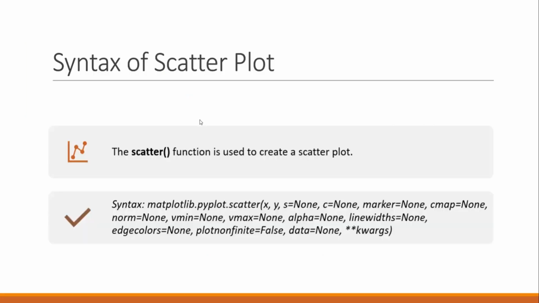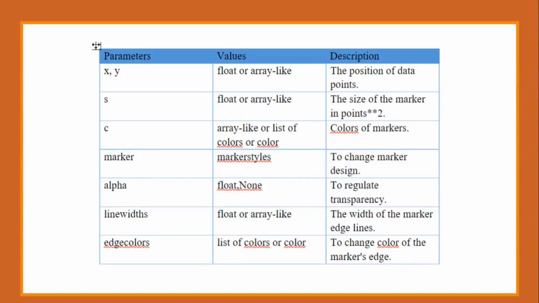Now we will see the syntax to create a scatter plot in Matplotlib. In Matplotlib, we use the scatter function to create it. The syntax for it is matplotlib.pyplot.scatter, and we pass various parameters to it. The first one is x, next is y. Both parameters are necessary parameters. The rest are optional. If we don't pass them, they take default values. The other parameters are s, marker, cmap, norm, vmin, vmax, alpha, linewidths, edgecolors, plotnonfinite, and keyword arguments also. Now we will discuss some of the mostly used parameters.